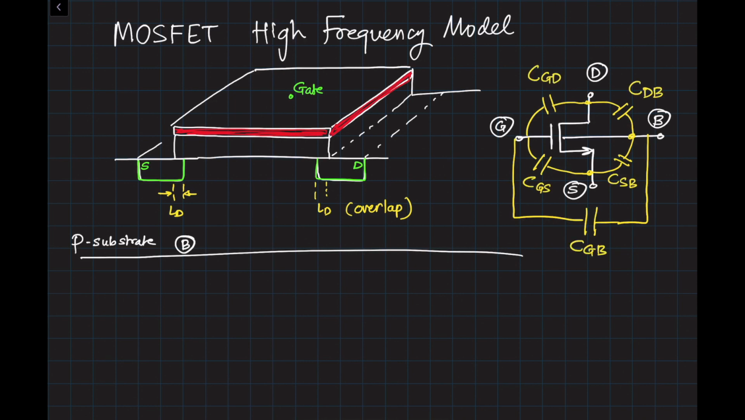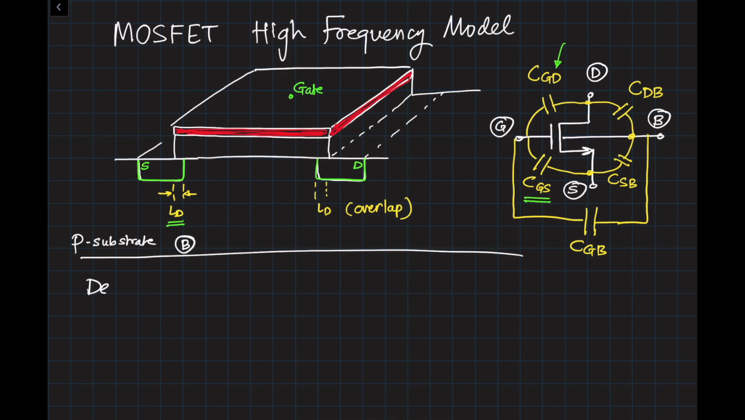What I have shown here is the capacitance from each port to another port, all possible combinations. And we'll go through each one of them and figure out the values for each component. For example, in this particular case, you can see CGD is the value of capacitance from gate to drain. Similarly, CGS would be the value of the capacitance from gate to source, and so on. Now, one thing I've shown here in the 3D picture is something called LD. LD is the overlap between the source region and the gate region.